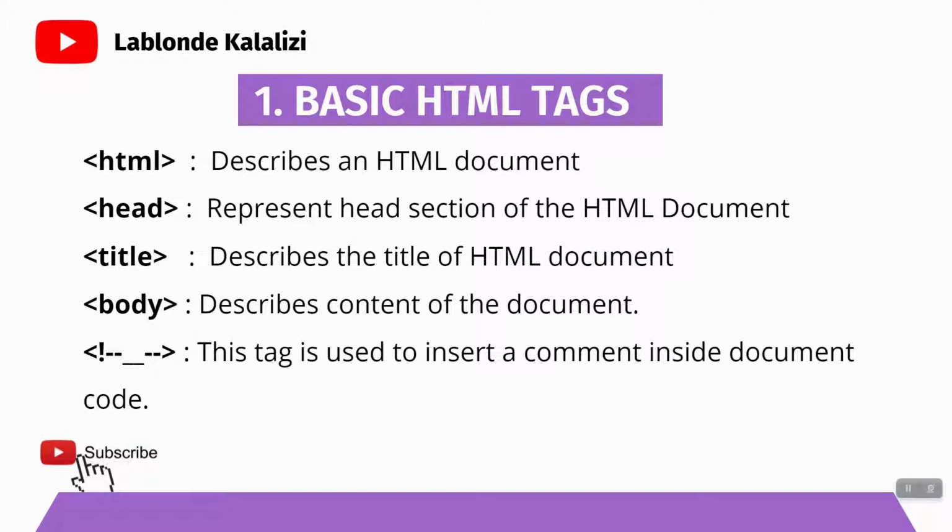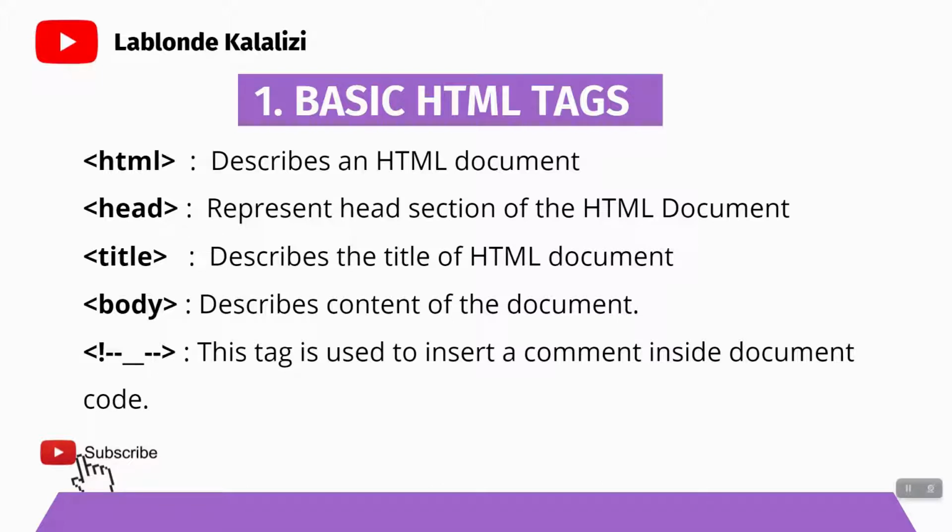The second tag of the basic HTML tags is head. So you have the opening less than, head, and then greater than, and then closing the head tag. This represents the head section of the HTML document. And then we have the title tag. The title tag describes the title of the HTML document. And here we have the body tag. A body tag describes the content of the document. This is where all your HTML content is going to be.